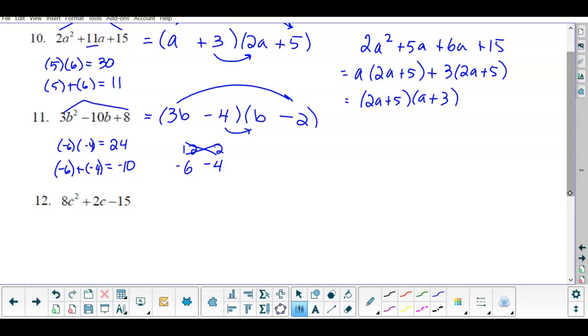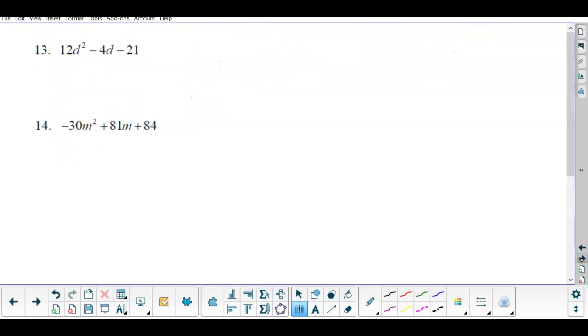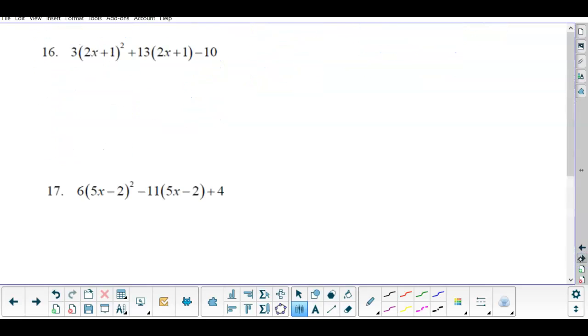So I'm going to leave the next few, and let's do 16 together. So you're going to work on those on your own. Let's do 16, because it's one of the harder ones, okay? So it's got a bracket squared, then another bracket that's exactly the same, and a constant term. So you can factor it in a similar fashion to that.